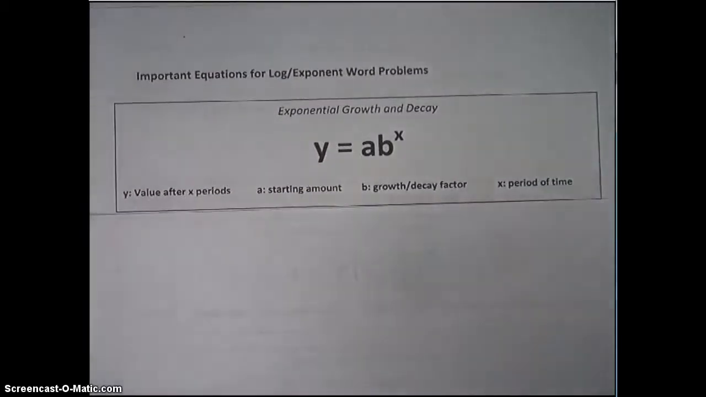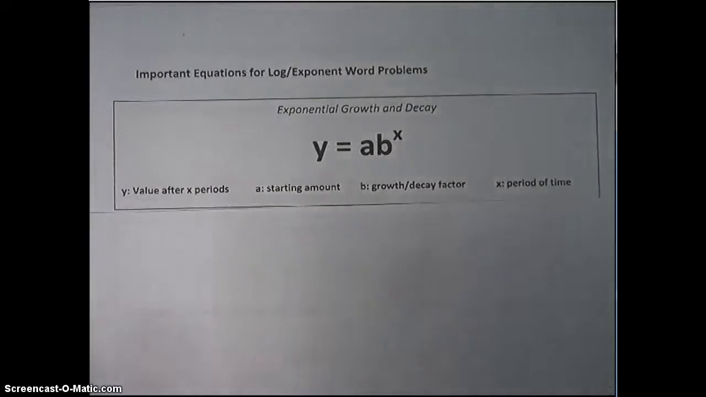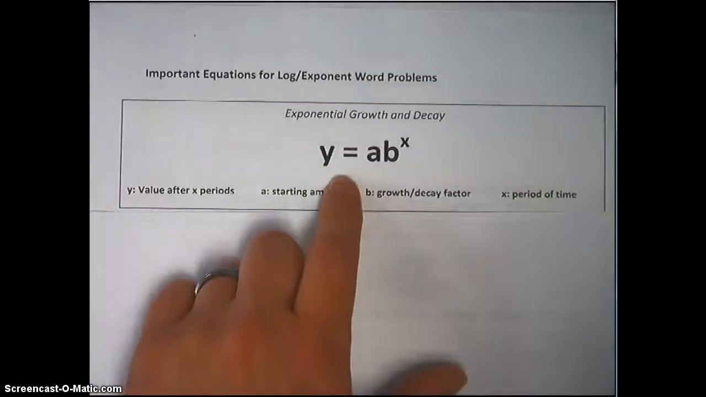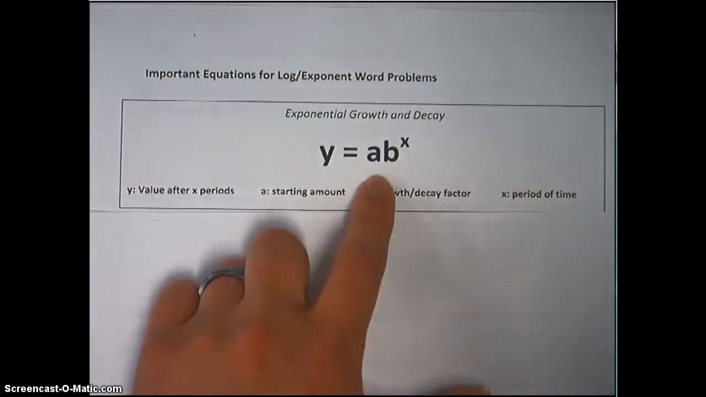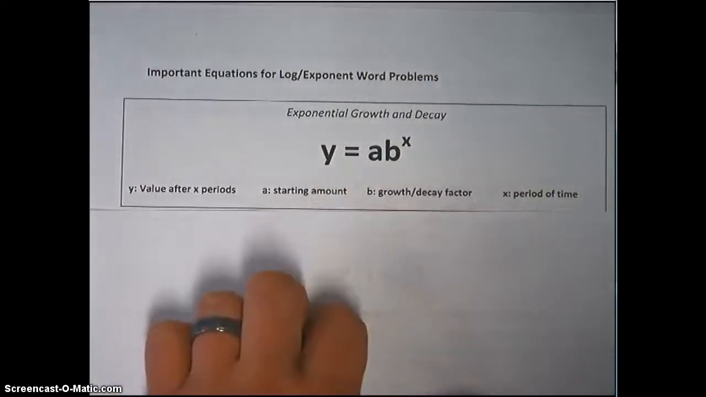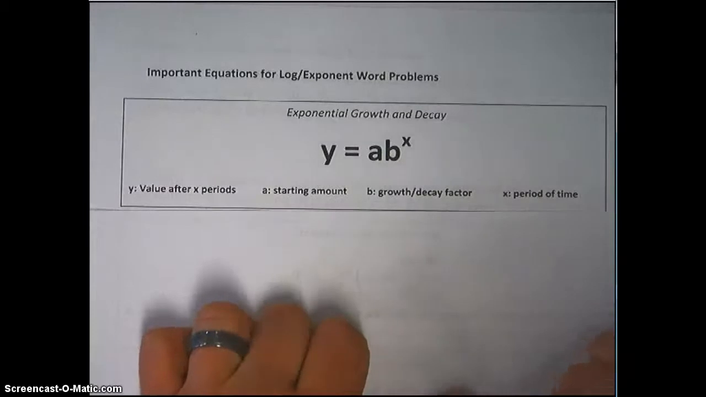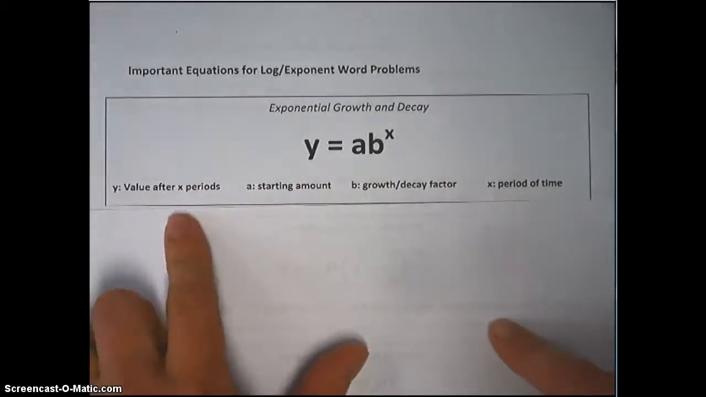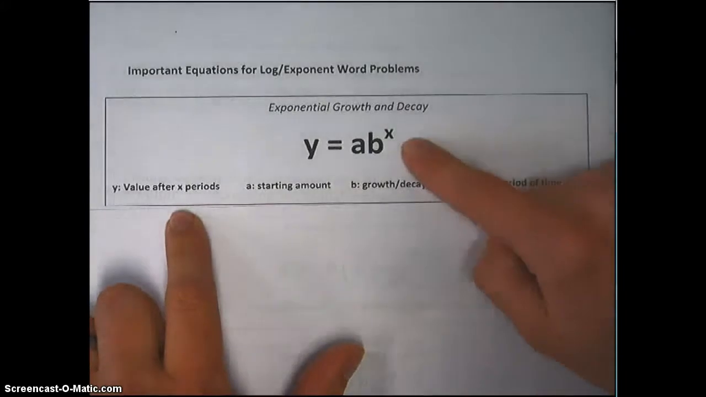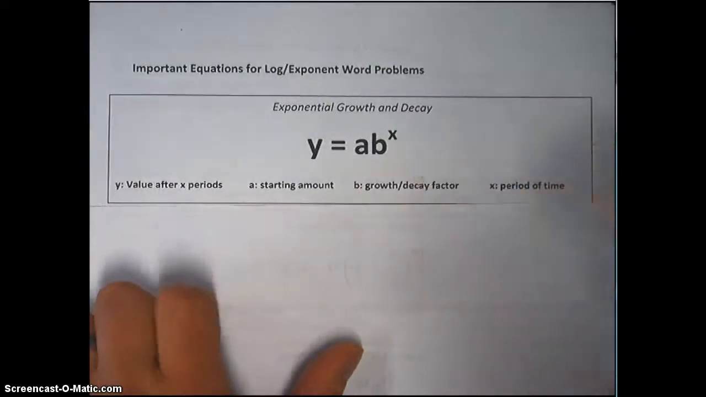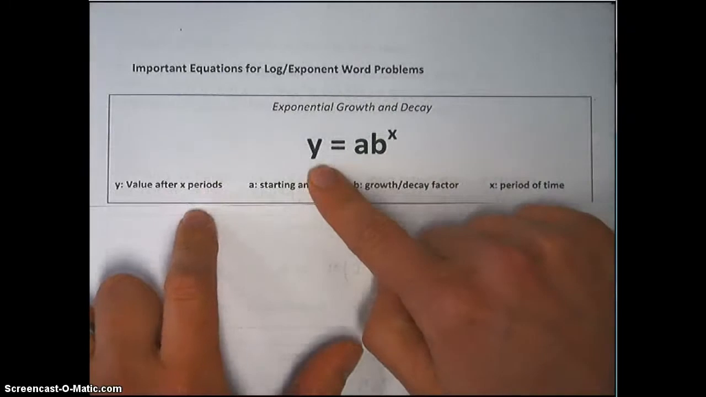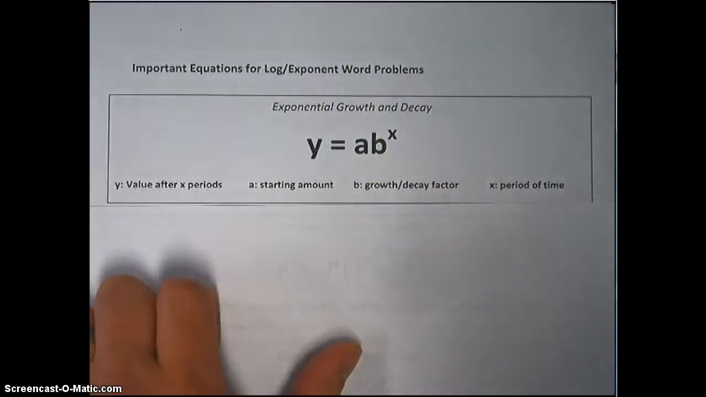So yours is blank, but I want you to go ahead and fill it in for me. The first thing I want you to write in is the exponential growth and decay equation, formula, function, whatever you want to call it. It's y equals a times b to the x power. And I want to talk about what each one of those variables means. This y is the value after x periods of time. So if x is years, then y would be the value after x years.